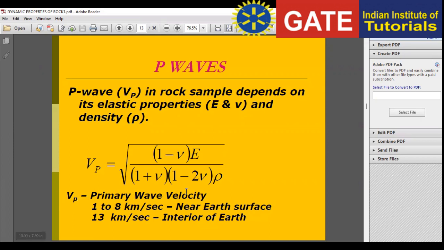Primary wave velocity is 1 to 8 km per second near the Earth surface, and in the interior of the Earth it is 13 km per second. As we know, the P wave, or primary wave, is the compressional wave, and it moves through pushing and pulling, meaning compression, through the rock mass. Due to that, in the interior of the Earth its velocity is higher compared to the surface.